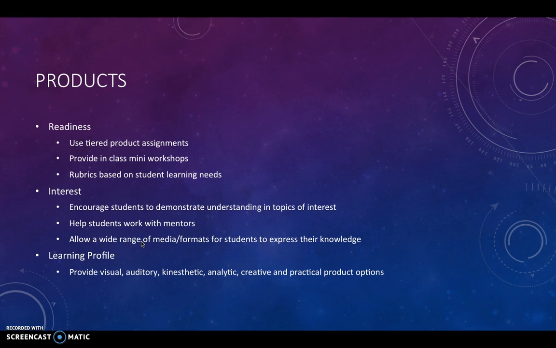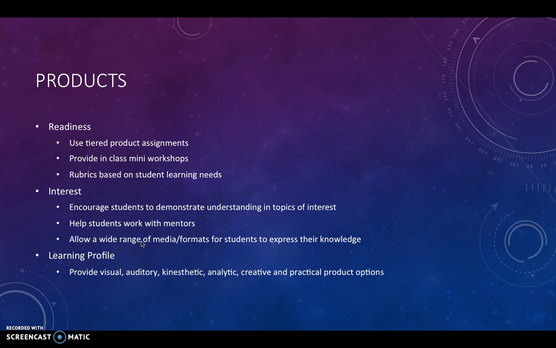So if students, for instance, you could have tiered product assignments. Tiered just basically means there are different levels of rigor or quality in a project. And so you could have different levels of product assignments. You might have one group where you ask them to go above and beyond and do a great job with the product. You might have another one where there's just the basic, and that's what you think the group can handle. Providing in-class mini workshops can help as well, as you help to differentiate and help to get students ready to complete a product. And then you could have different rubrics based on student learning needs as well.